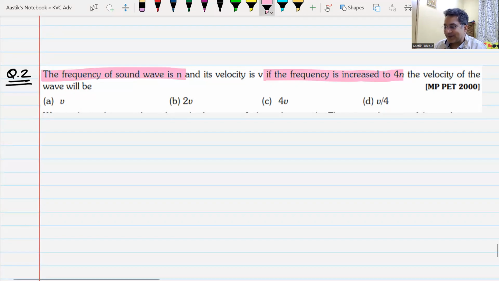What is the answer? You don't have to use copy pen for that. Either you know it or you don't know it. Yes. V is equal to f lambda is the only equation that you know. Now, if I make the frequency 4 times, what happens to the lambda? What happens to the speed of the wave?